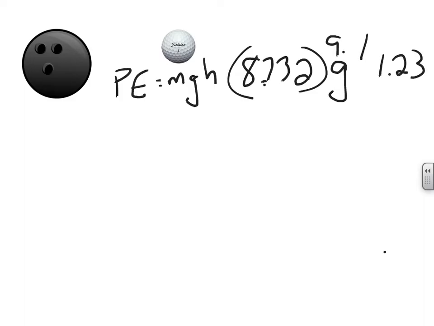If I multiply these three together, I find how much energy I have. So if I take 8.732 times 9.81 times 1.23, I find that I have a total of 105 joules of energy. If there's 105 joules of energy in there because of its height, then the most work that this ball can do when it falls is 105 joules worth of work. So that's all we got.